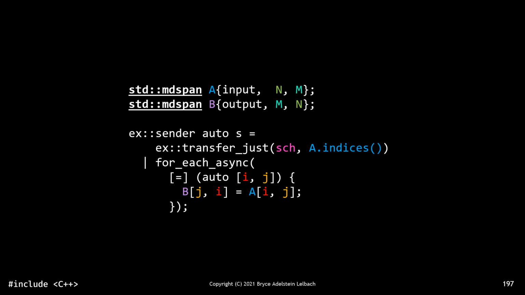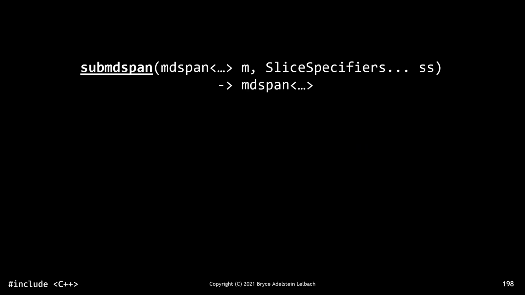Going a step further, I want the asynchronous version of this that parameterizes where it runs. mdspan has a powerful slicing interface, sub-mdspan. It takes an mdspan and returns a sliced mdspan. Because mdspan is non-owning and cheap to copy, slicing is also cheap. You're just creating a new view of the same underlying data. The input mdspan is not modified.